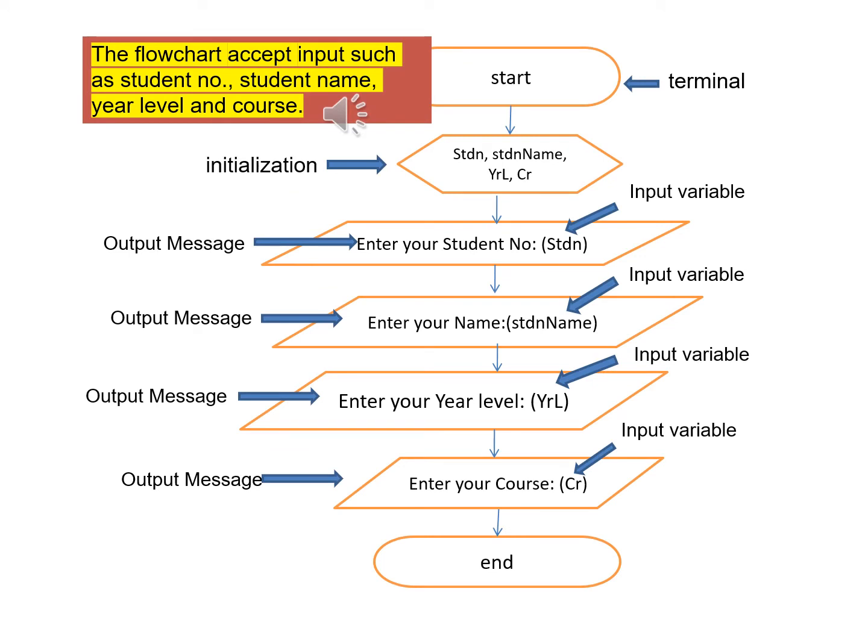The next flowchart accepts inputs such as student number, student name, year level, and course. So we have the terminal for the first flowchart, followed by the initialization for all the variables, and the output message of each variable, declaring for the starting of your input variables, and then end with the terminal.